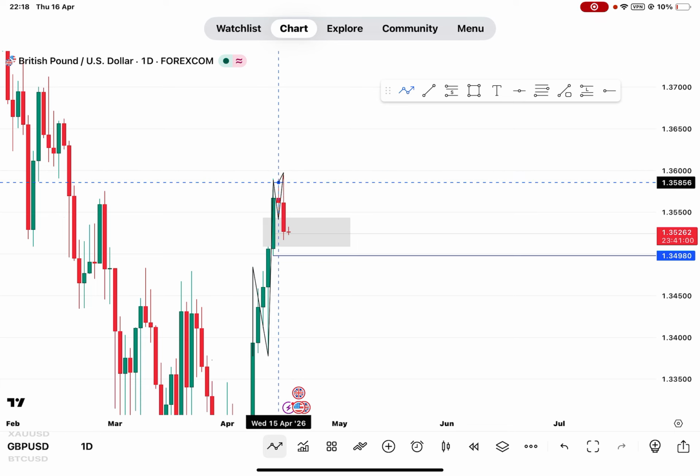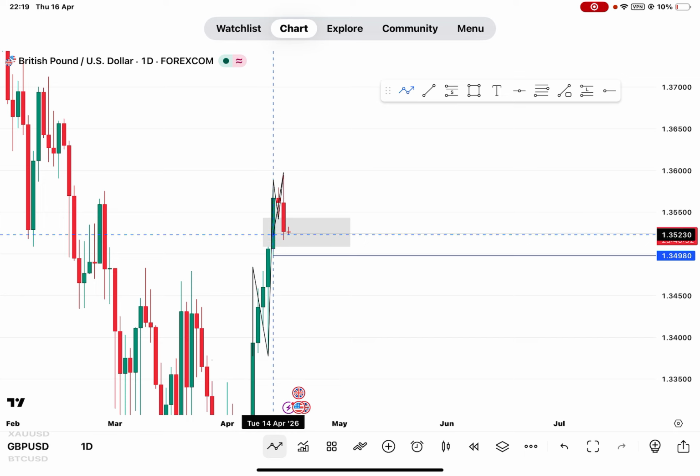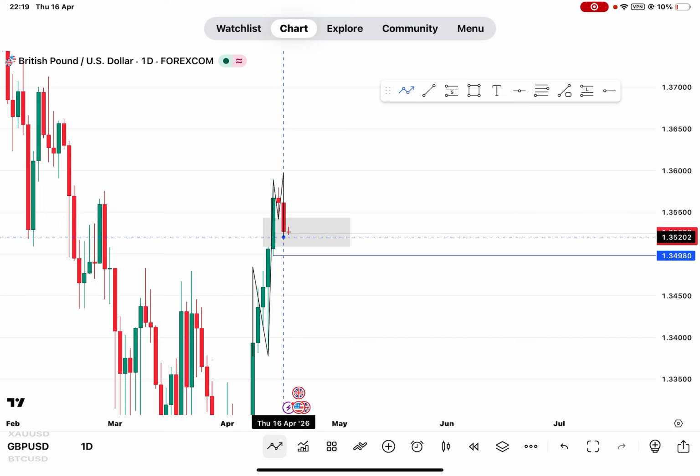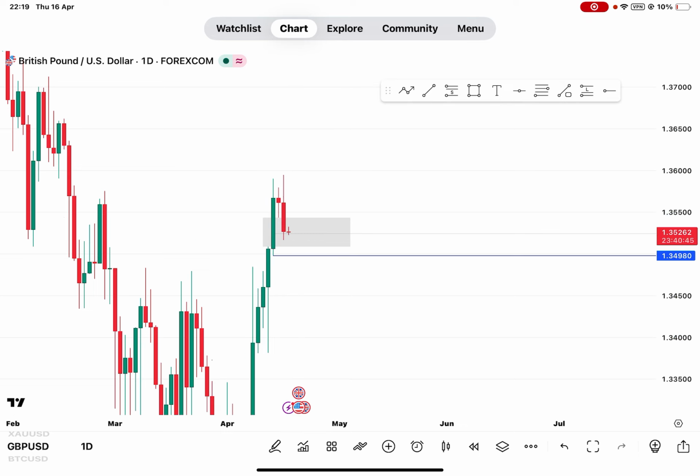You can see it swept the liquidity of this zone, and we are seeing that the market is making a higher low right here. So we can see that the market is also filling an imbalance. So this might just be a manipulation to continue its upward move.